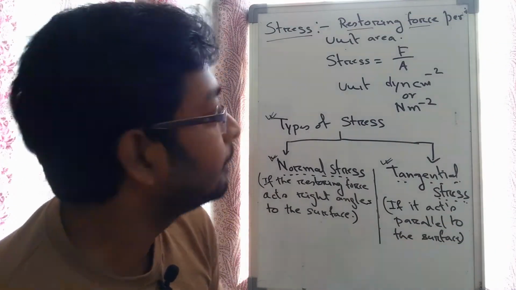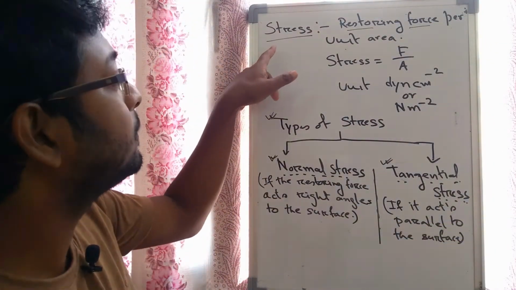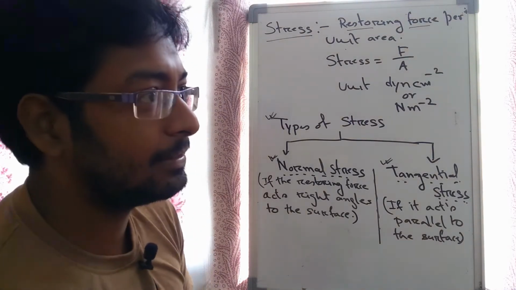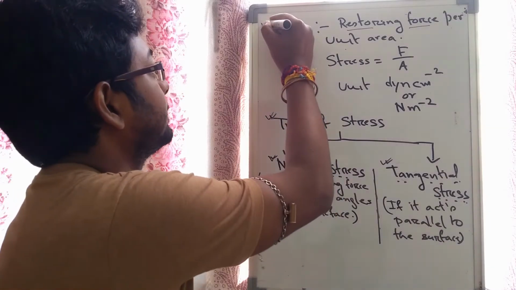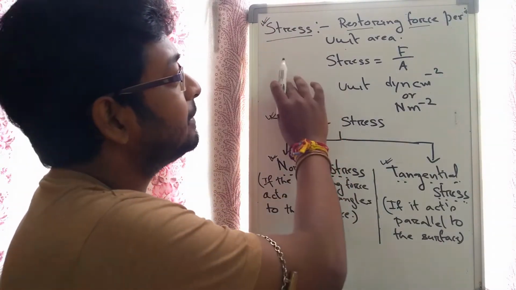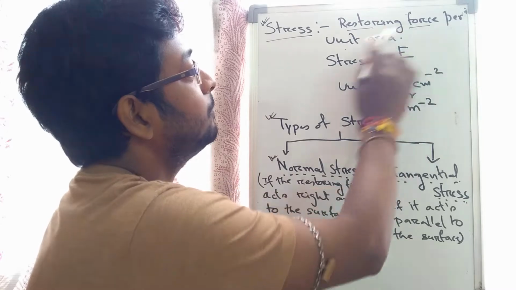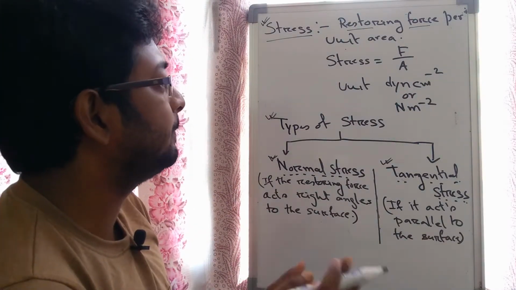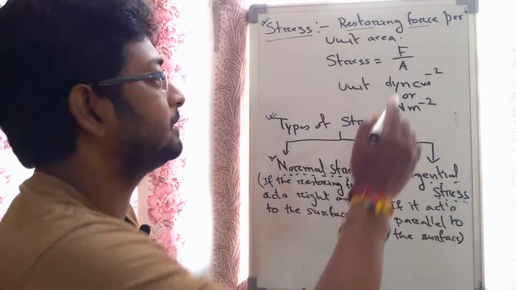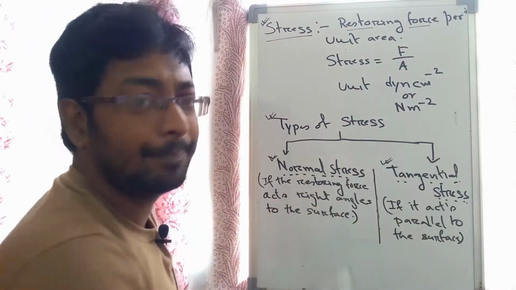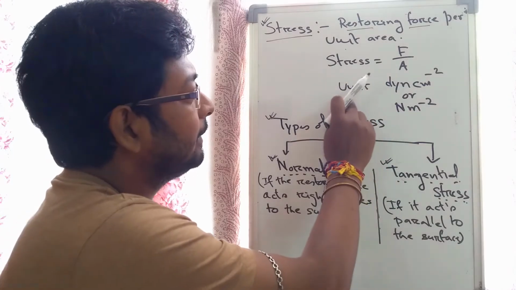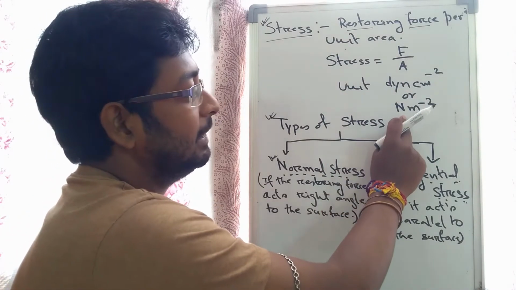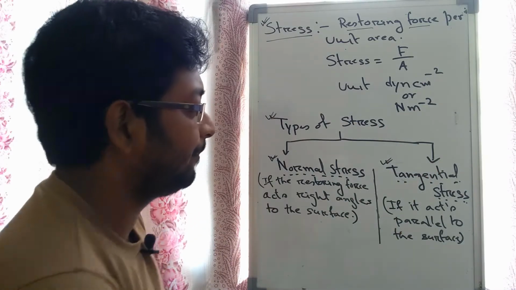Hello friends. Now in this topic I am going to discuss about the stress. So stress is the continuation of our elasticity chapter. So what is stress? The definition says that it is the restoring force per unit area. So this is the simple definition. The simple definition of the stress is the restoring force per unit area. And the unit is in CGS dyne per centimeter square and in SI unit it is Newton per meter square.